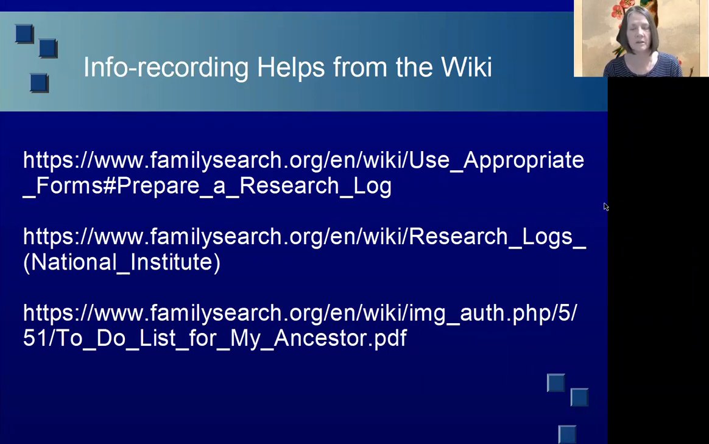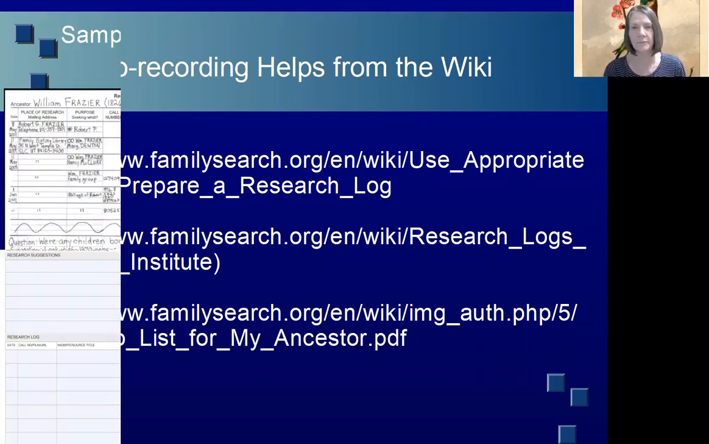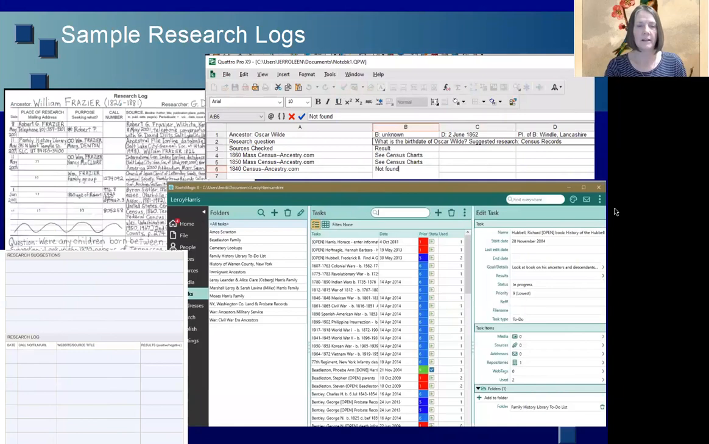These are some helps. Appropriate forms is a really good place to look. Just make the search, use appropriate forms. And it has a lot of different information on it. This particular URL goes to prepare a research log. And there's also a couple of other ones called research logs from the National Institute. And then there's one called a to-do list for my ancestor. Now, a to-do list isn't exactly the same as a research log, but it can help you fill your research log out.